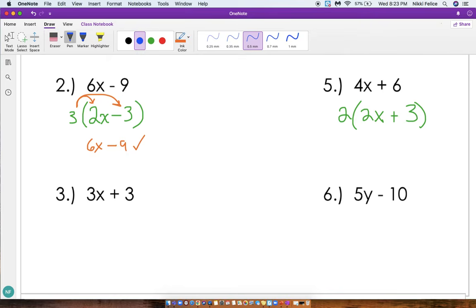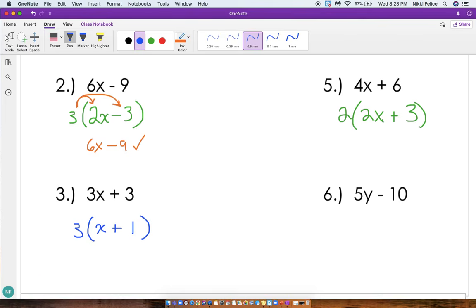Okay, so hopefully you had a chance to try these on your own. Let's go over them. 3x plus 3. The greatest common factor between 3x plus 3 is 3. I can divide a 3 out of both of these terms. 3x divided by 3 is just 1x. And remember, we don't need to write the 1. We don't need that coefficient. We can just put the x. 3 divided by 3, again, is 1. So there's our factored expression.